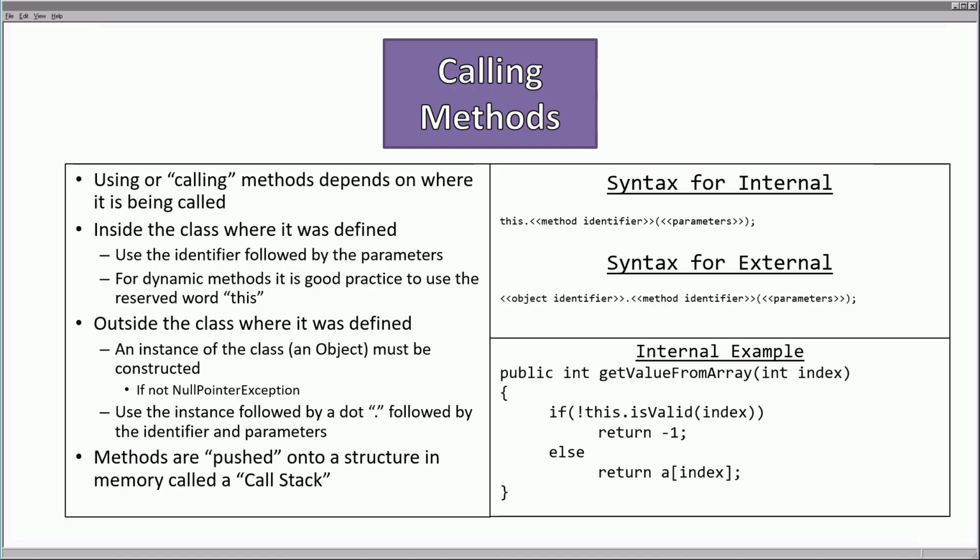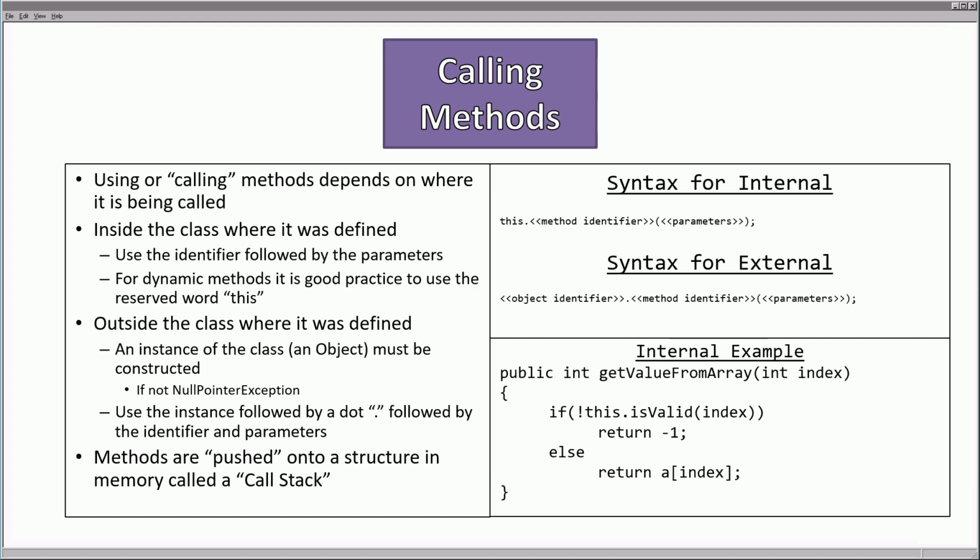Now, if we had to call a method from outside the class where it was defined, one of the first things that we need is we need an instance of that class. An instance of a class is referred to as an object, and this object has to be constructed. If you were to try to call a method, an action, from an object that does not exist, this is a very specific kind of error called a null pointer exception. Now, assuming that we do have a constructed object, the way that you call a method from that object is using the dot followed by the identifier of the method and its parameters.